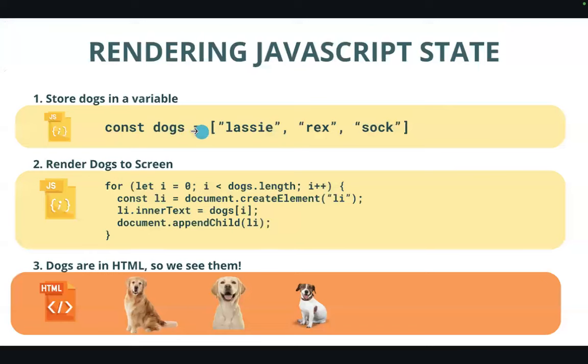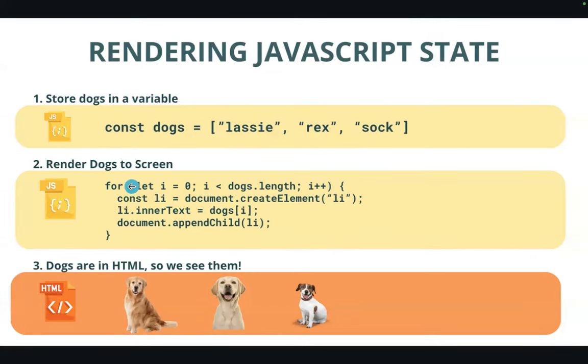You would create an array. Well, in this case, we want to store it as an array. You could do an array, you could do objects, you could do arrays of objects. A common thing you'll see is arrays of objects. But in this case, we're keeping it simple. We have an array of strings, and each string is a dog name. So we have dogs, Lassie, Rex, and Sock. So that's step one, creating this variable to store our dog names.